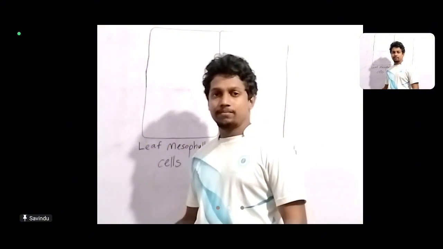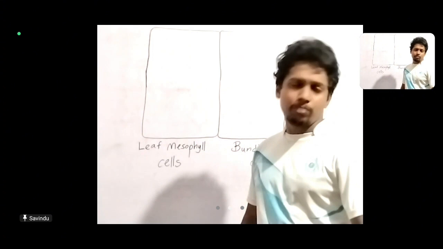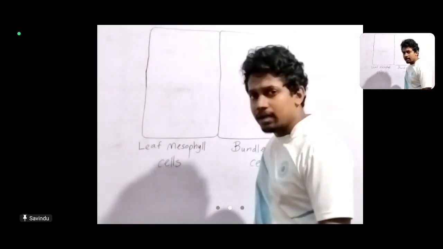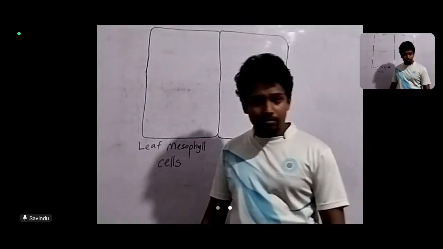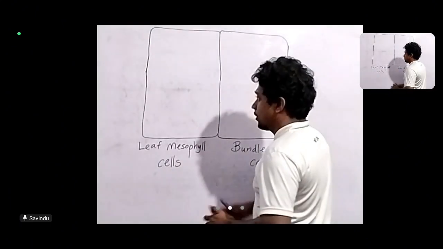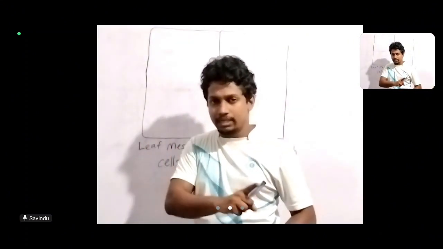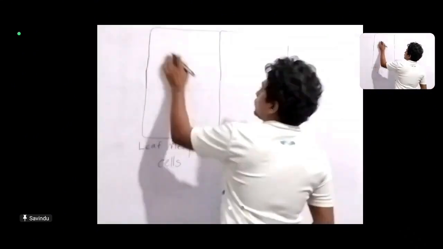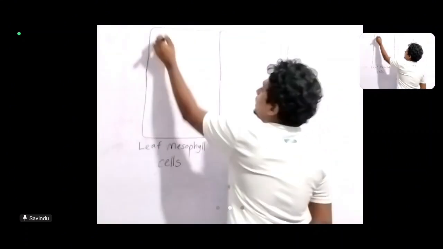C4 cells. C4 plants. We call it C4 plants. I'll tell you why later after this. In these plants, in leaf mesophyll cells, what happens? Photosynthesis starts in leaf mesophyll cells. Photosynthesis starts from which step? Light reaction.